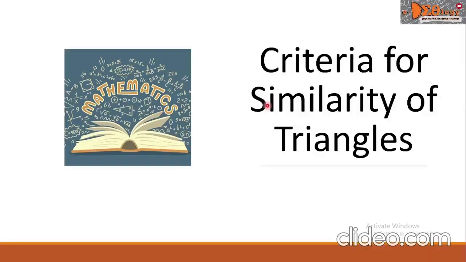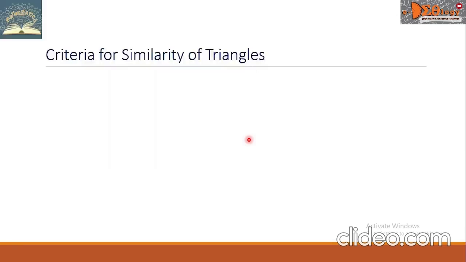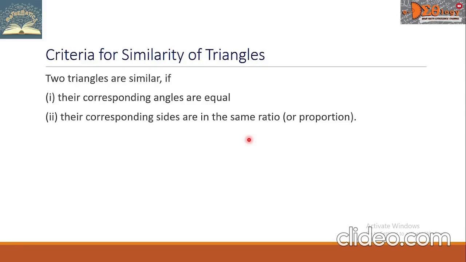Hi everyone, today we're going to study criteria for similarity of triangles. In the beginning, we know that two triangles are similar if their corresponding angles are equal. And the second condition, their corresponding sides are in the same ratio or proportion.